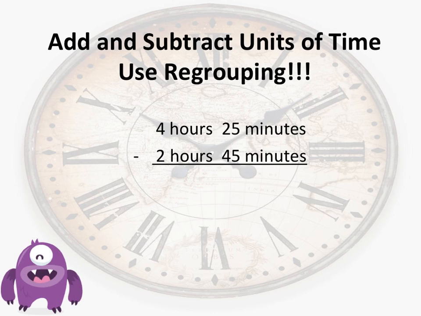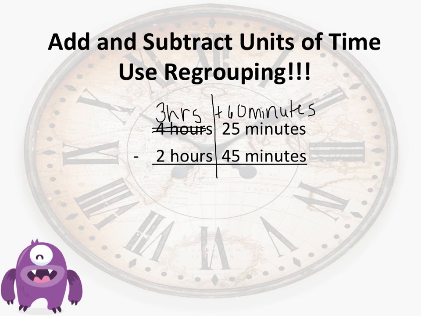So, for 4 hours and 25 minutes minus 2 hours and 45 minutes, I can't do 25 minutes minus 45 minutes, although 4 hours is in fact the bigger number. So I'm going to regroup. I'm going to take 1 hour from my 4 hours, leaving me 3 hours. And I'm going to add that hour over to my minutes, giving me 60 minutes.